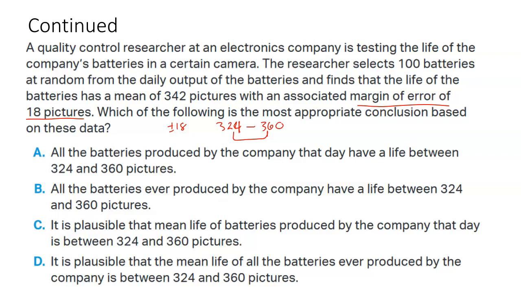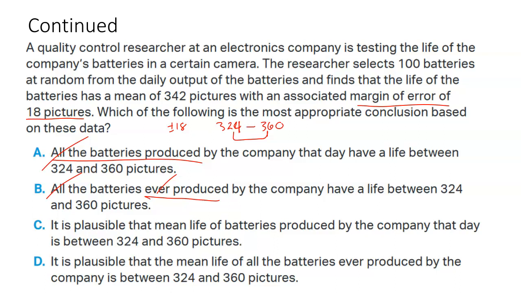Well, the big issue here is it says all the batteries. We just took a sample. We don't know for sure if all the batteries will have a life between that. We'll be confident that most of them will, but we can't say that all of them will. All the batteries ever produced by the company have that life expectancy. Again, all. We can't make that assumption. And also, it's ever produced. We only tested one day. We'd have to test over many, many days, or every single day, to make a better determination.